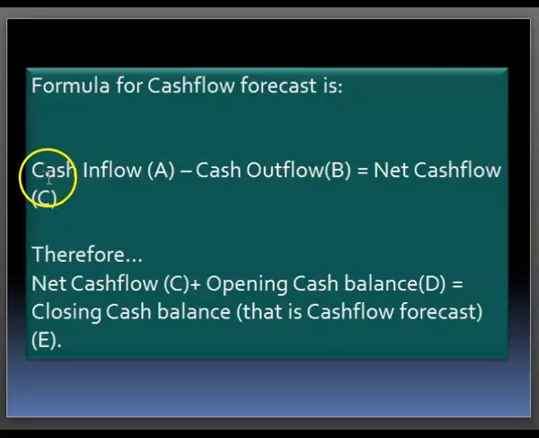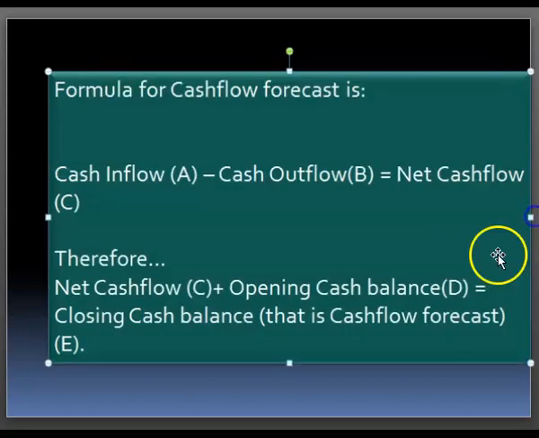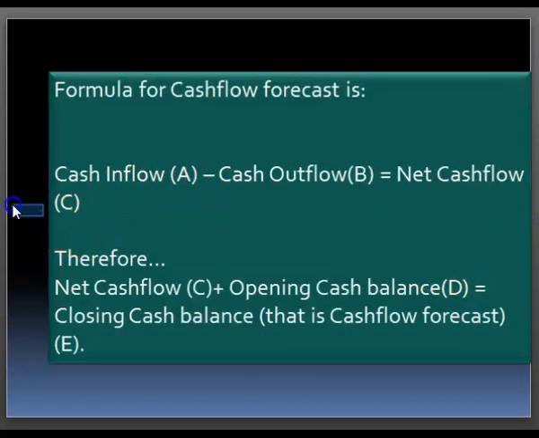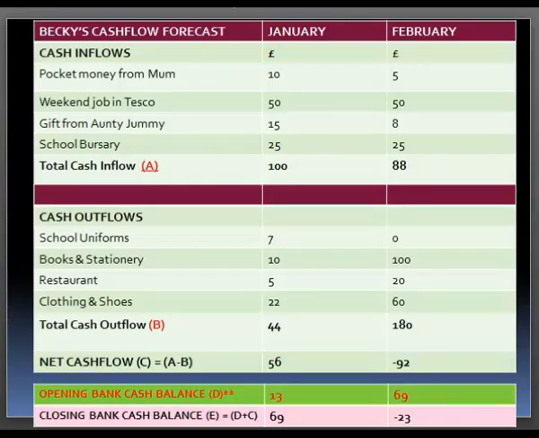So let me go back. See, cash inflow minus cash outflow equals net cash flow. When you know this formula, then you're ready to go. You're ready to do a cash flow forecast, and you just tabulate your table, put it in different months, and then start putting figures in, and that is all about cash flow.